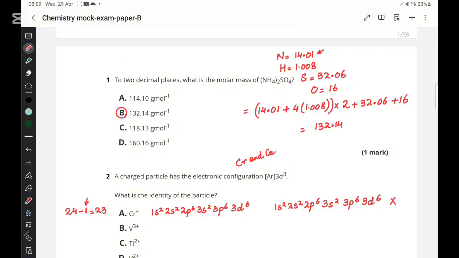So nitrogen is having 14.01, hydrogen is having 1.008, sulfur is having 32.06, oxygen is 16. So putting the values in the formula, nitrogen is 14.01 plus 4 times 1.008 for hydrogen, times it by 2 here, and for sulfur is 32.06. For oxygen you are going to multiply 16 with 4, and the final answer that comes out to be 132.14. The answer is B.